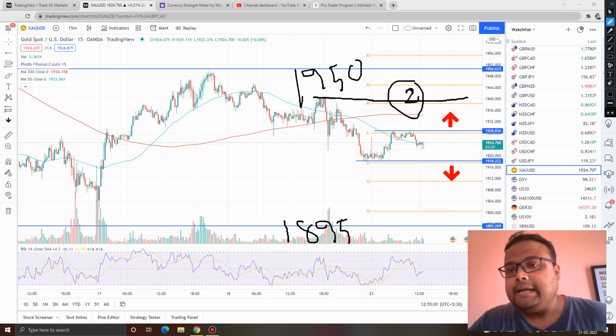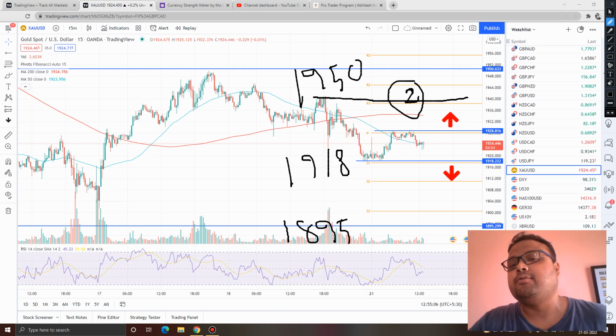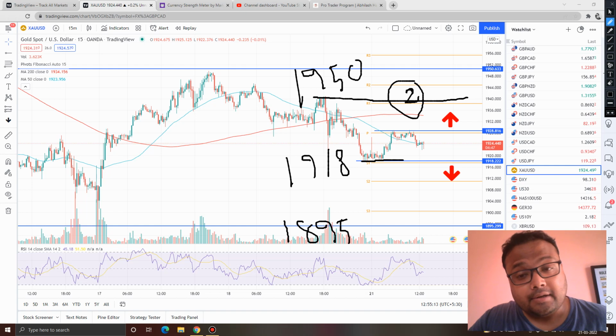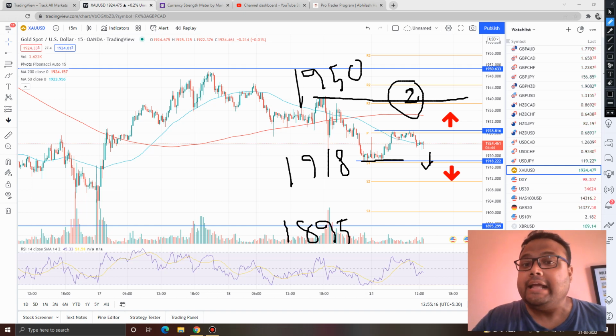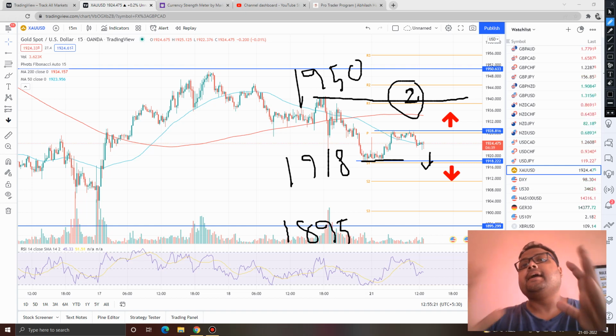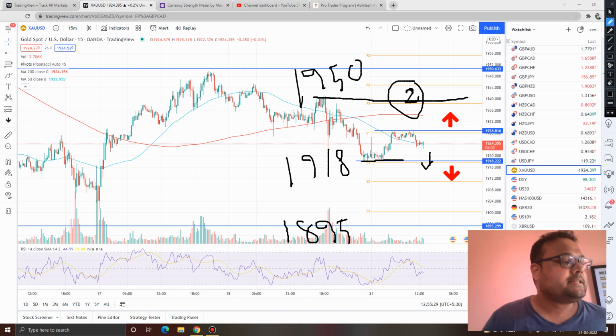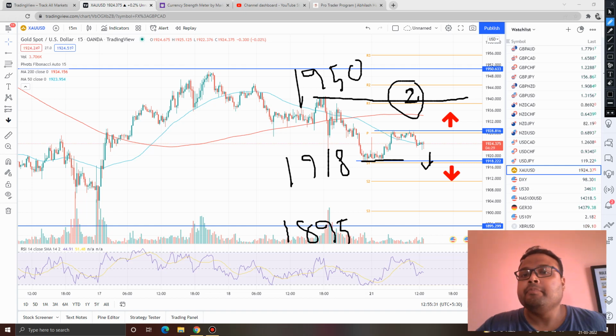But 1918 is also a very crucial level for gold. Why is this level important? Because if we see some selling and gold breaks the level of 1918, then there can be heavy selling in the market as well. So if you see gold breaking 1918 and going down, we can take a sell position. But if you see the market taking support and bouncing from here, you can take a buy position.